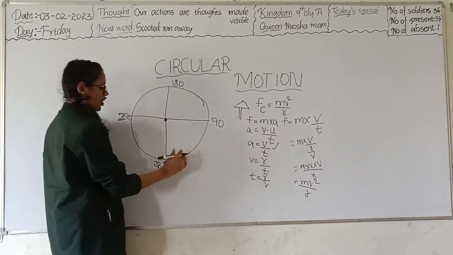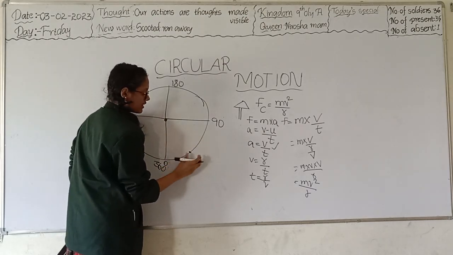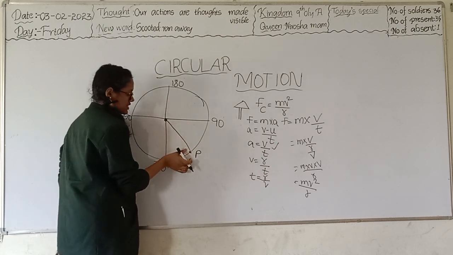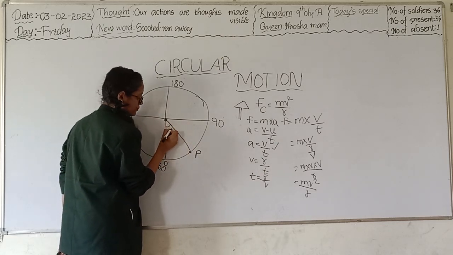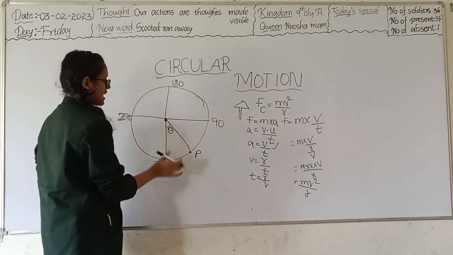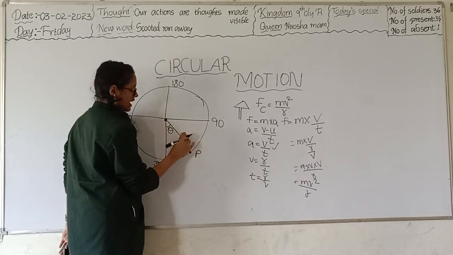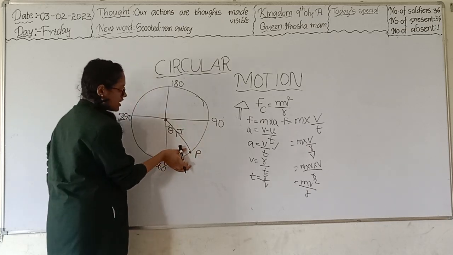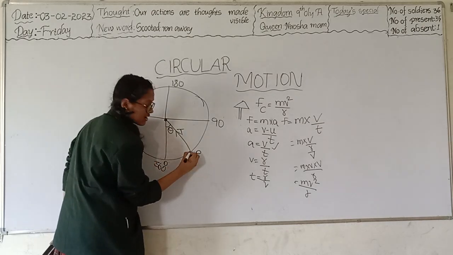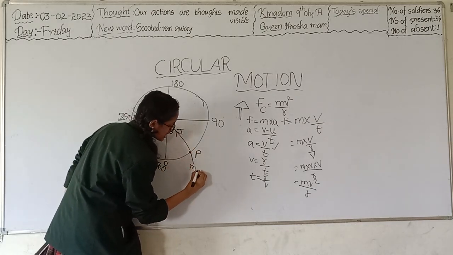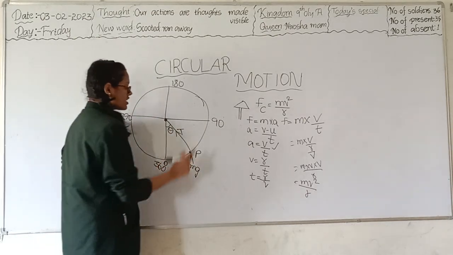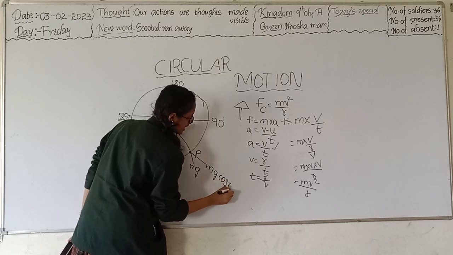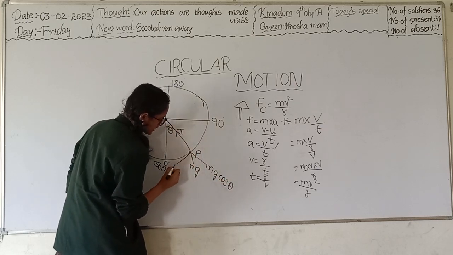For example, if the object is here, we will note it as P. At this point P, the object makes an angle theta here. Already we discussed that centripetal force and tension act in this direction. Here gravitational force mg acts vertically downward, which can be divided into two components: mg cos theta in the radial direction and mg sin theta perpendicular to it.